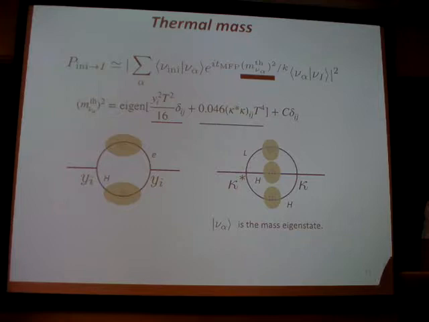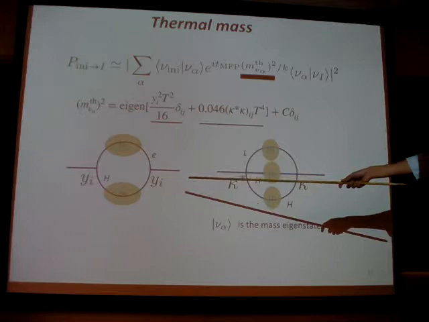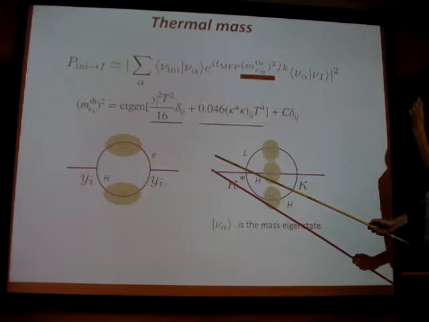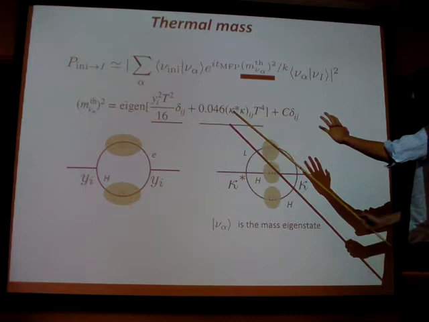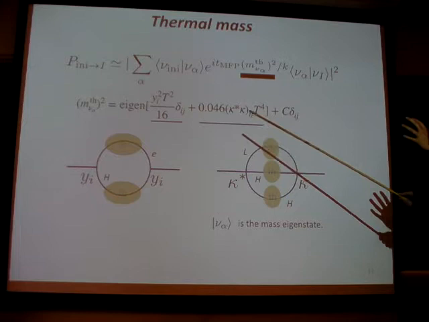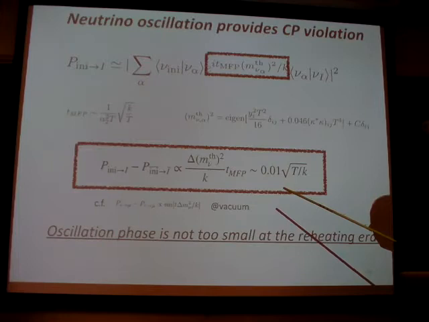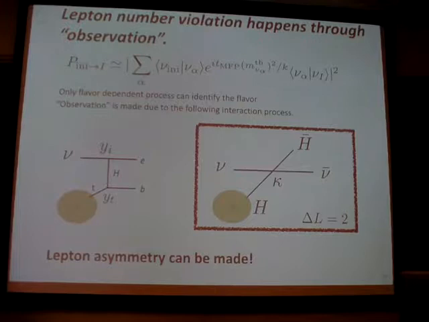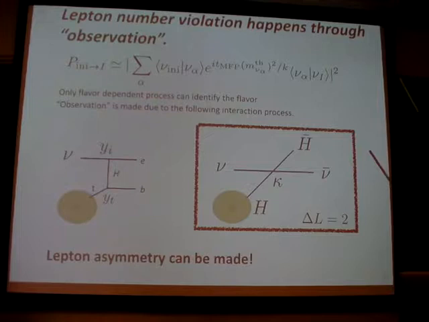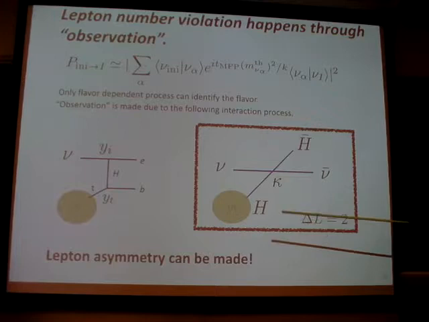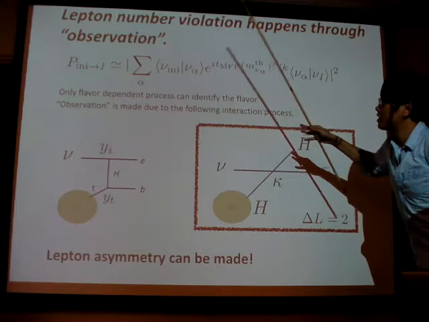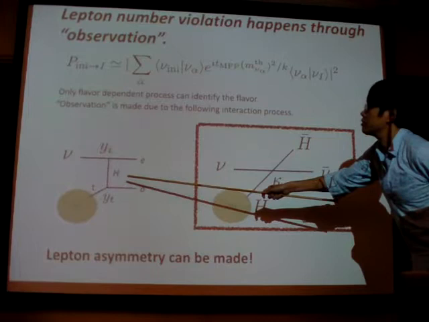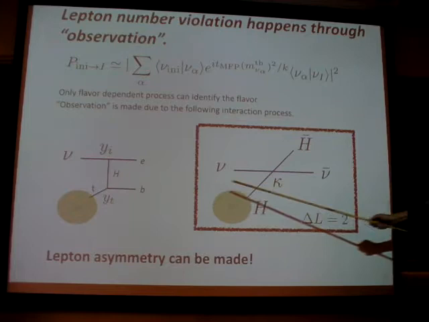So this is the oscillation. Let's consider the low temperature. So the thermal mass formula is different from the scattering rate formula, and the diagrams are also different. So to have oscillation, we should have the mass eigenbasis and the observation basis different. So what interactions are giving rise to the thermal mass? Not these, but some other interactions? The dominant interaction is this. At least for low heating temperature, below maybe 10^13 GeV, the dominant one is via this interaction. But the observation is made by this. So the basis is different.